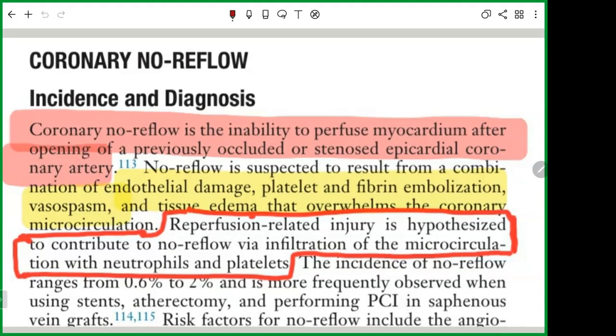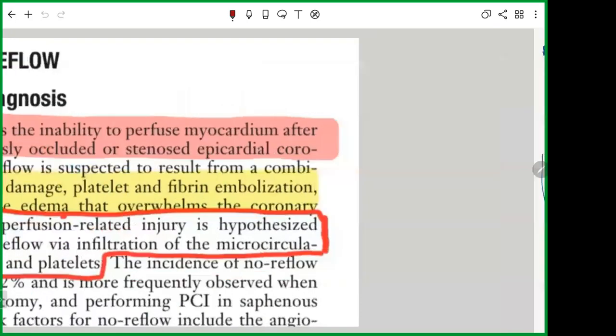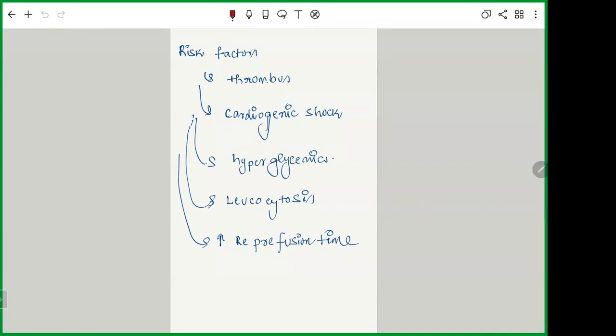So in the coronary no flow phenomenon, the most important is damage to the endothelium, platelets and fibrin embolization, and vasospasm. So the risk factors for the coronary no reflow phenomenon are, there are 5 risk factors. One is high thrombus burden, cardiogenic shock, hyperglycemia, leukocytosis, or any increase in the reperfusion time, like the procedure to the onset of the symptoms, like short door to balloon time.